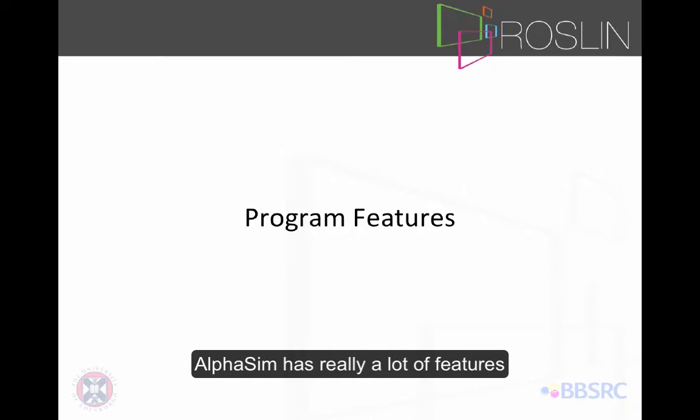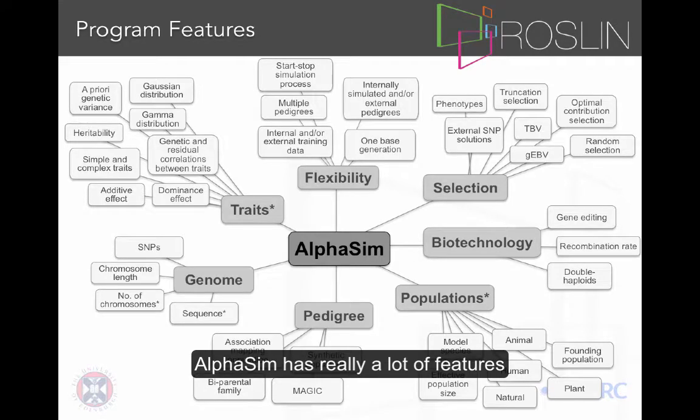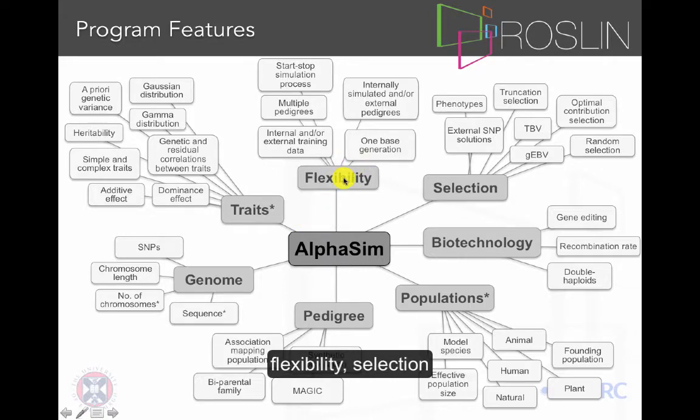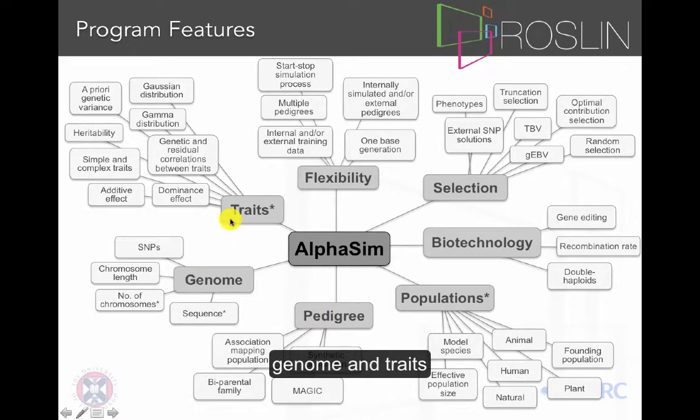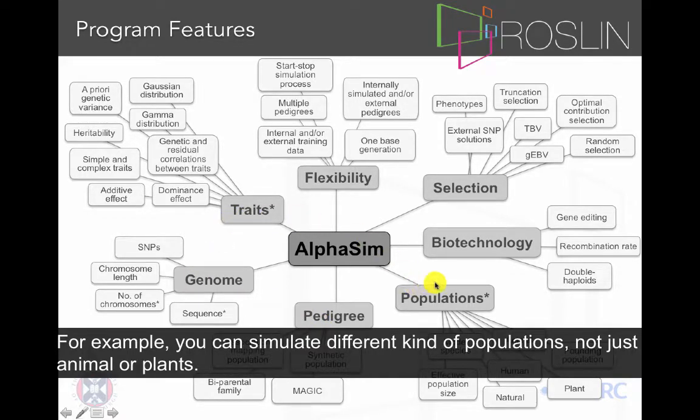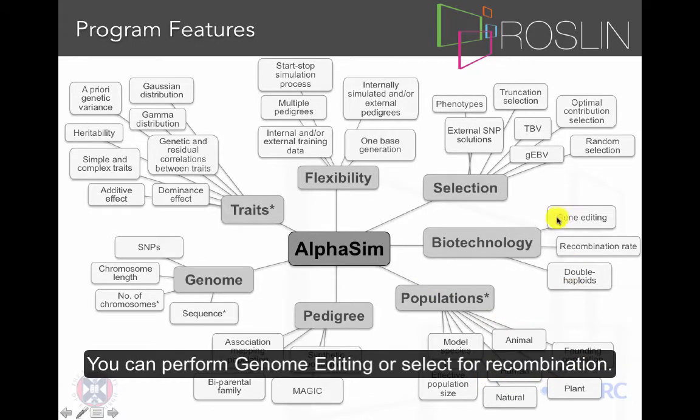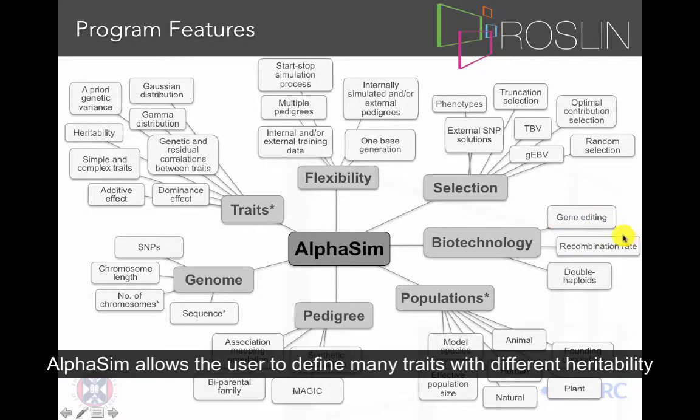AlphaSim really has a lot of features. They can be clustered into seven main categories: flexibility, selection, biotechnology, population, pedigree, genome, and traits. For example, you can simulate different kinds of populations, not just animal or plants. You can perform genome editing or select for recombination.